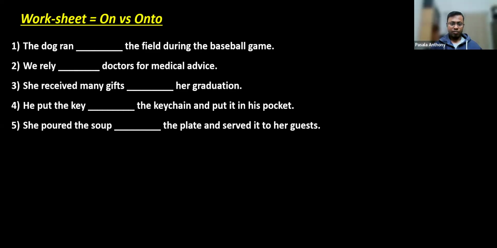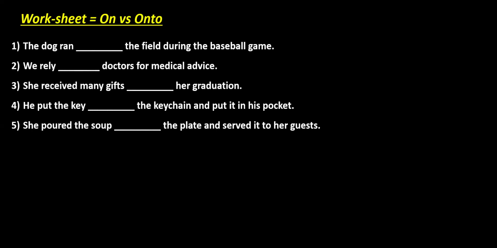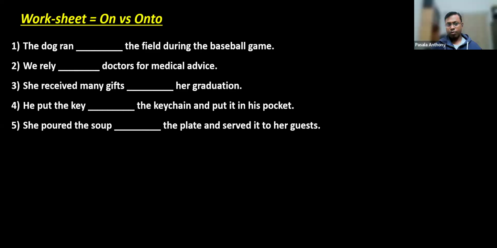He put the key onto the keychain and put it in his pocket. We put the key onto the keychain. Key on the keychain, keychain is there. On the keychain, key is there. That's wrong. Onto the keychain means he connected. That's the meaning. He put the key onto the keychain. He connected both of them.